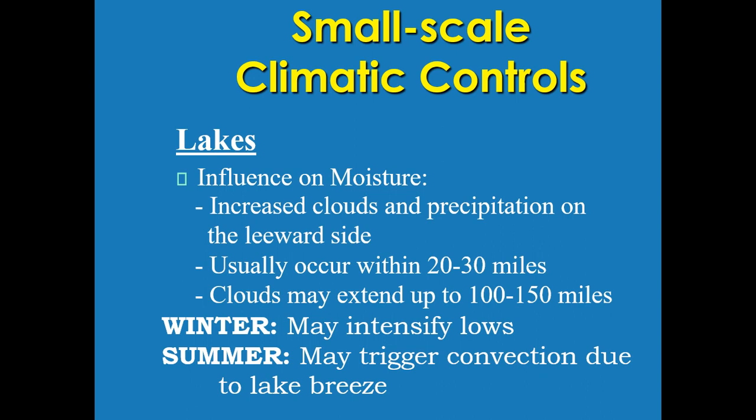Generally, the effect of moisture ranges between 20 and 30 miles downwind, or on the leeward side. You may have clouds extending 100 to 150 miles on the leeward side of these Great Lakes. In wintertime, what do the larger lakes do? They tend to intensify low pressure systems. In the summertime, the Great Lakes may trigger convection due to lake breezes.